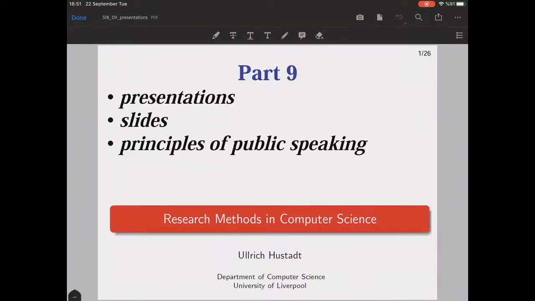In this session, we will talk about presentation techniques. We will briefly discuss presentations and how we can prepare the slides, what the techniques are, and finally we will talk about the principles of public speaking and strategies.